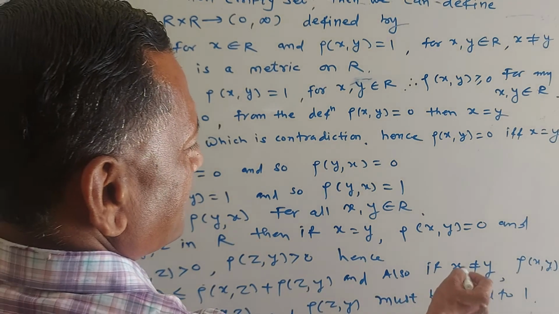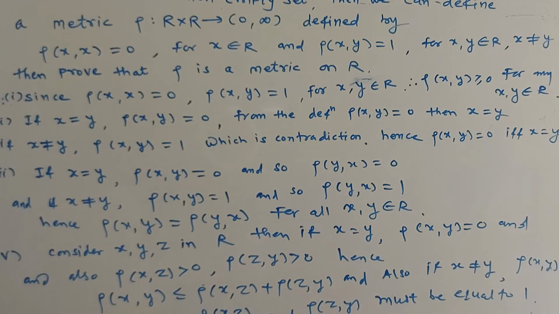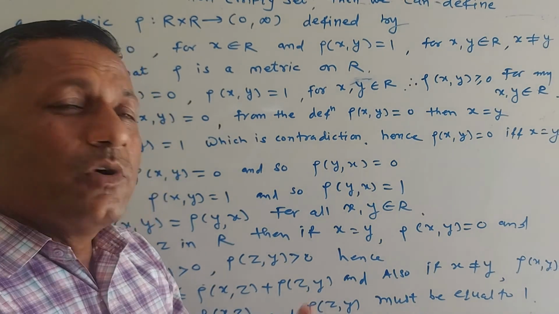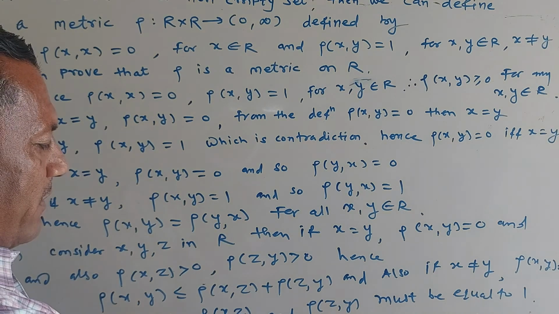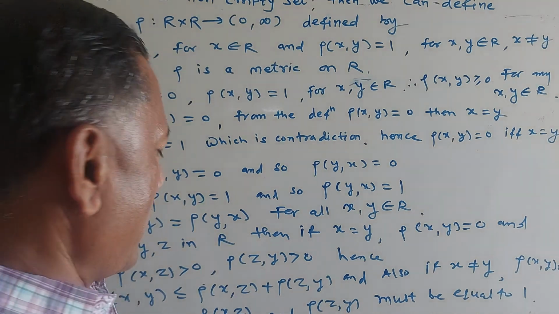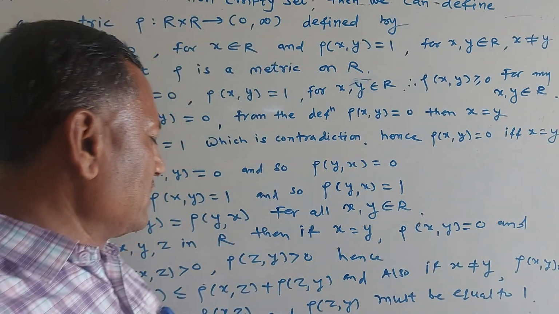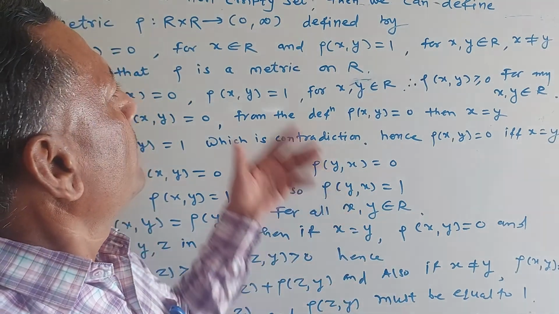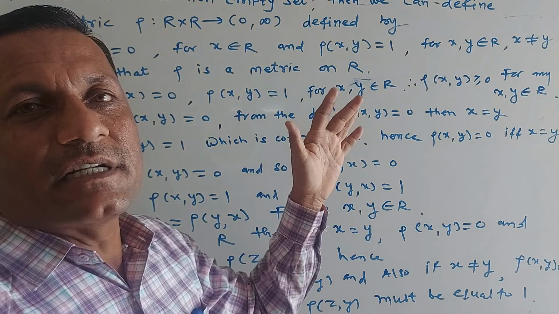And also, if x is not equal to y, the distance from x to y is 1. Therefore, at least one of the distance from x to z and the distance from z to y must be equal to 1. Hence, the distance from x to y is less than or equal to the distance from x to z plus the distance from z to y for all x, y, z belongs to R. Therefore, rho is a metric on R and hence R, rho is a metric space. So, in this way, this metric is known as the discrete metric space.